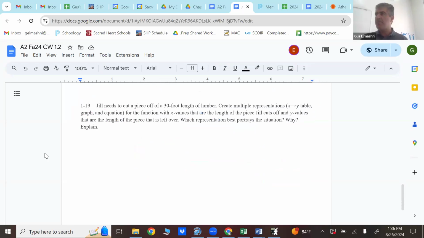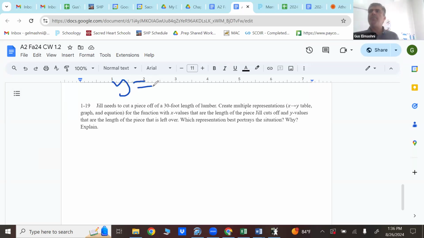Can you read 119, please? For the function, x values are the length of pieces cut off and y values are the length of the pieces left over. Which representation best portrays the situation? All right, thank you. So let's say x is the length of the piece she cuts off, and y is what's left over. Okay, got it.